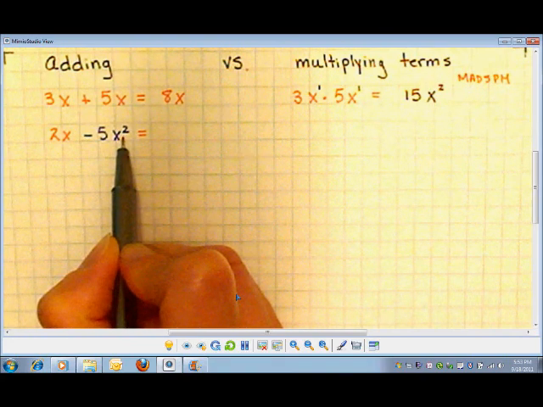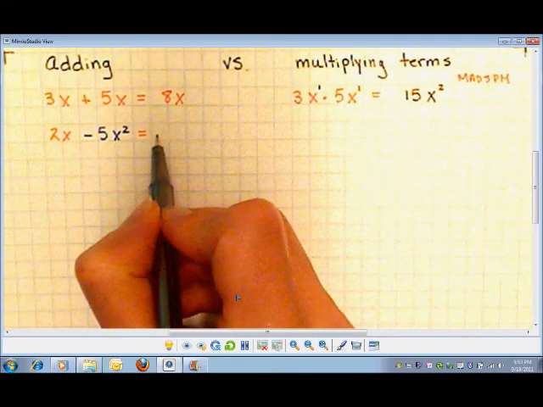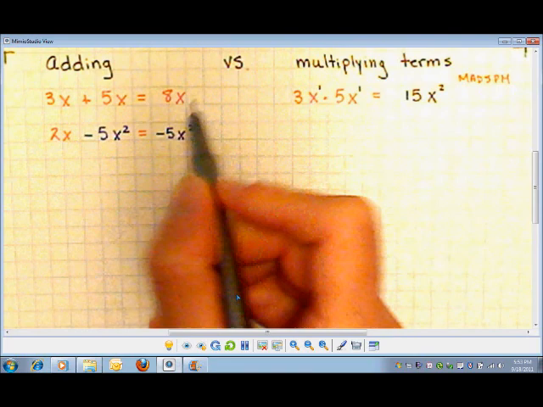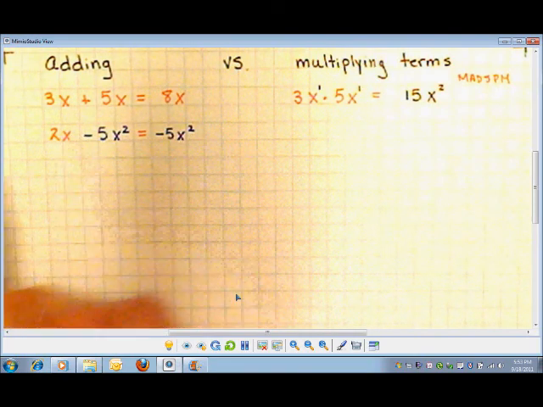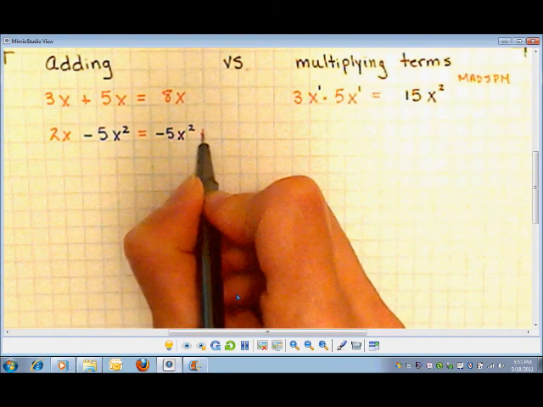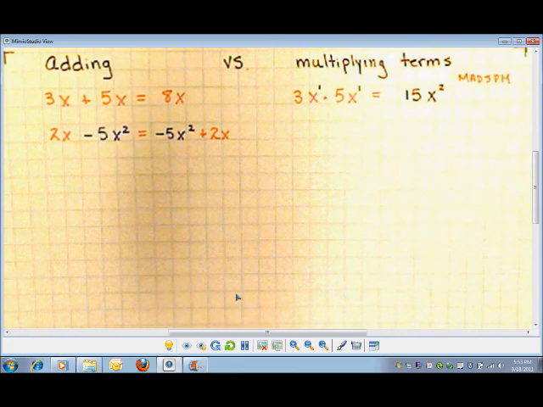They're not the same. I'm going to rewrite them because we're supposed to write this with the highest degree term first. And the power of 2 is a higher degree than the power of 1. So I'm just going to rewrite this addition problem like that. But I cannot combine them because they're not like terms.